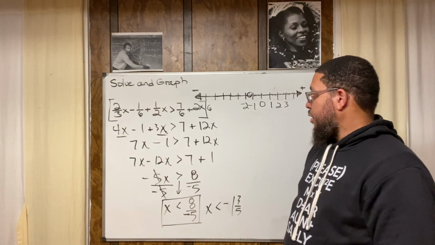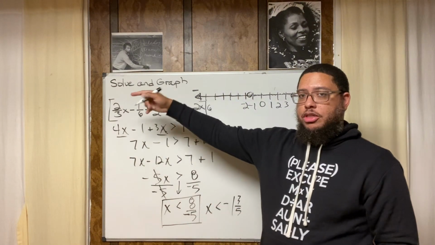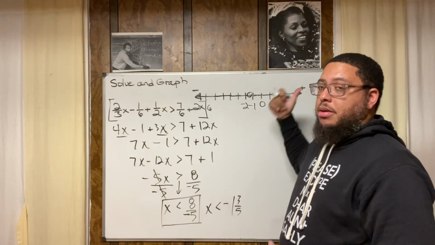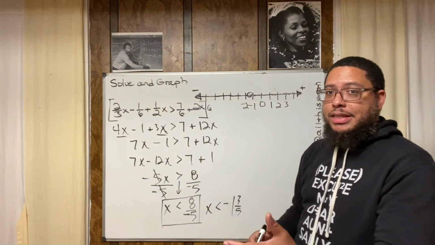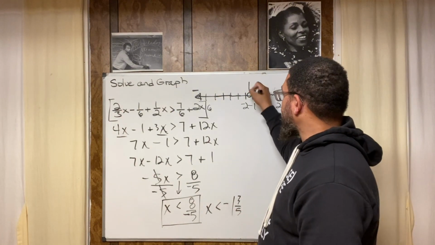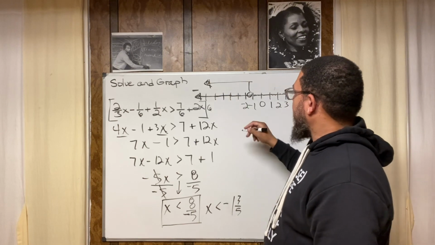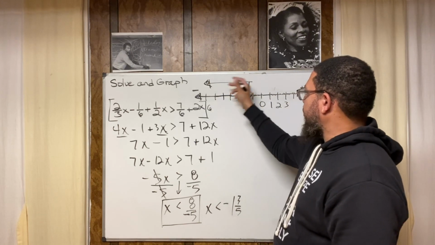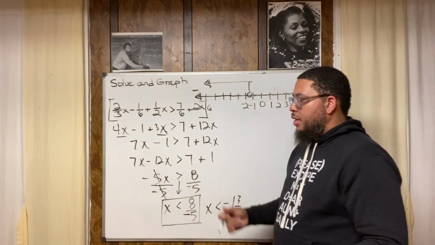And then next question is, where's my arrow going to go? Should my arrow go to the left or to the right? My arrow should go to the left because all the numbers that are less than negative 1 3/5 are to the left. So that's where I'm going to draw my arrow. This is what the graph looks like. This is the solution. And we about to be done.